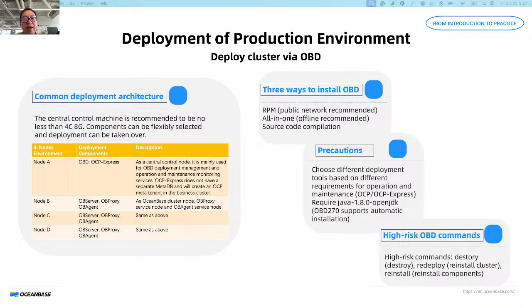There are 3 ways to deploy OBD here, and we provide 3 solutions in total. If you are in a public network environment, you can directly deploy it by pulling its RPM package. If you are in an offline environment, you can use our all-in-one package. The third is to use the source code. That way it's more suitable for developers. Here are some points to note. Choose different deployment tools based on different requirements for operation, maintenance, and Java versions.